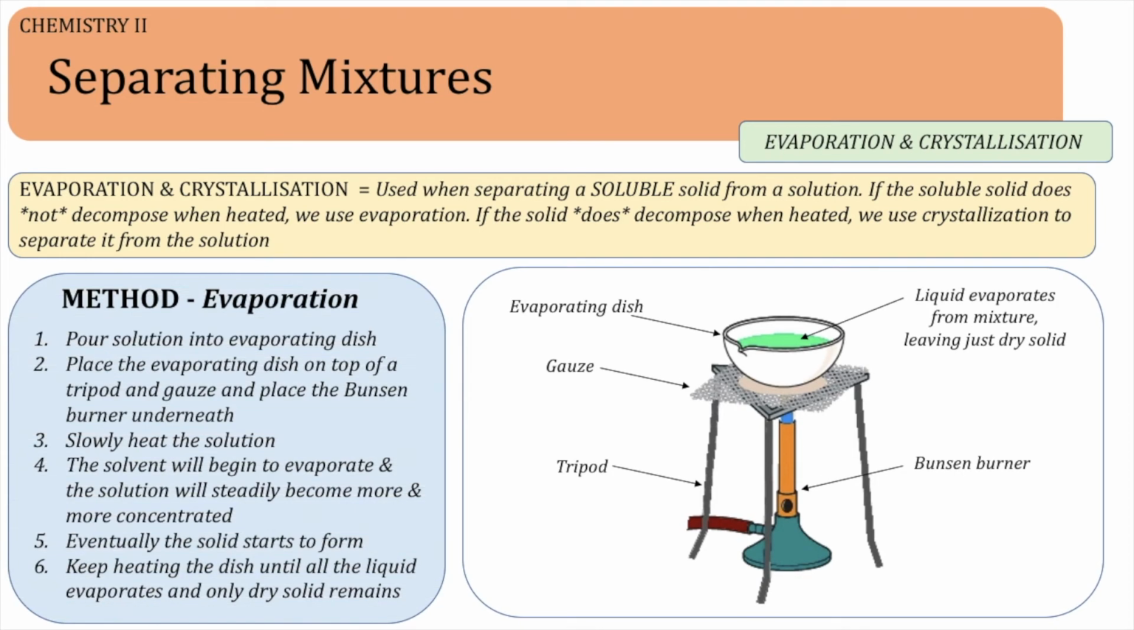We simply put the solution we want to separate into an evaporating dish and place that dish on top of a gauze mat, which we place on top of a tripod. We make sure there's a Bunsen burner underneath to apply heat as per the diagram, and we slowly heat the solution until the solvent evaporates, leaving just the solid behind. You may have to dry the solid using an oven or a desiccator afterwards.